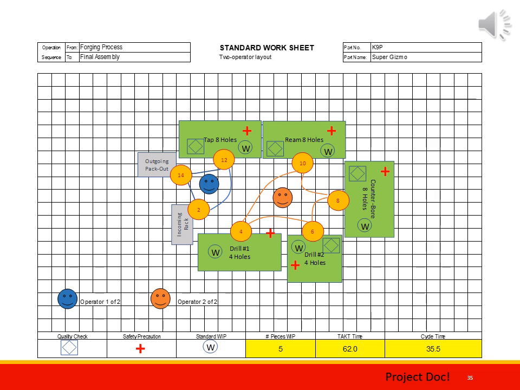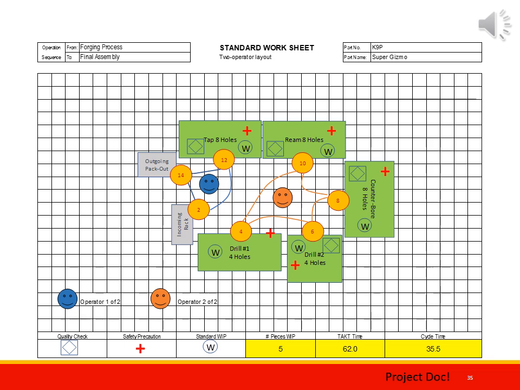Now, this is a project doc. You will have a standard worksheet as part of your project for each of your lines. And if you've got 2 or 3 cells in your manufacturing line, you will have 2 or 3 standard worksheets for your manufacturing line covering that line from the cells.